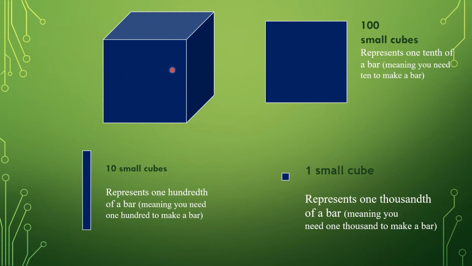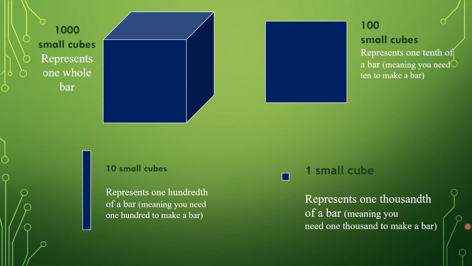A bar is such a figure which will have 1,000 small cubes, and a combination of 1,000 small cubes will represent one whole bar. Got it? You can just imagine it like the Rubik's cube. You all are playing with it. It is very common nowadays to play with a Rubik's cube, right?